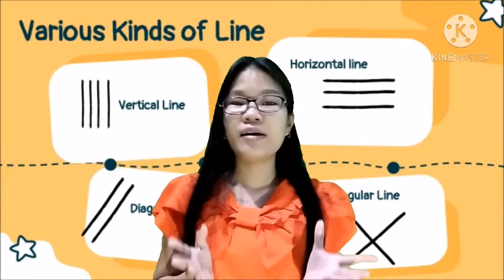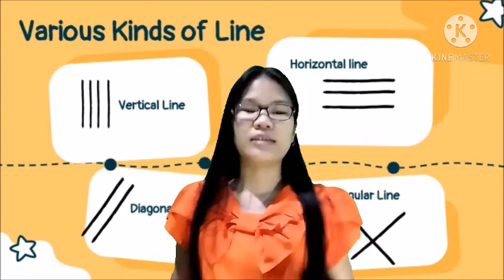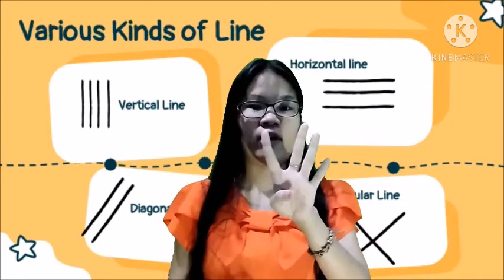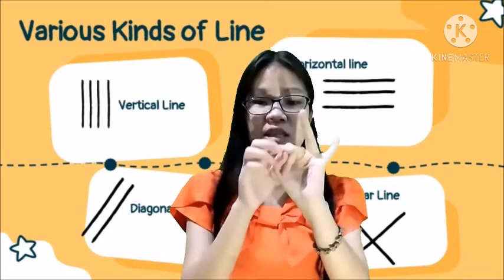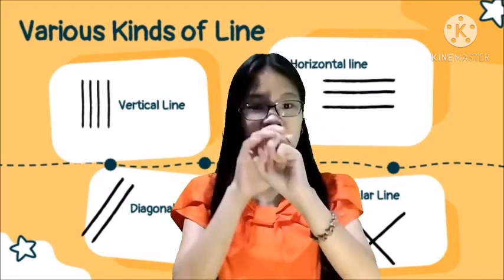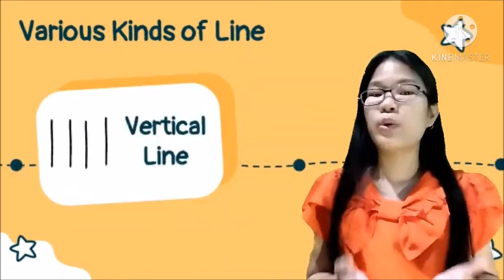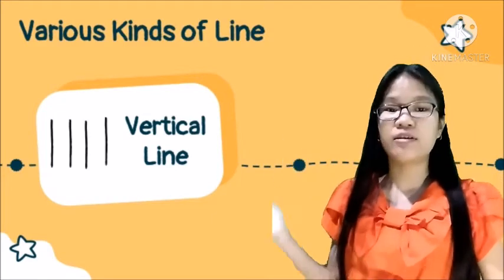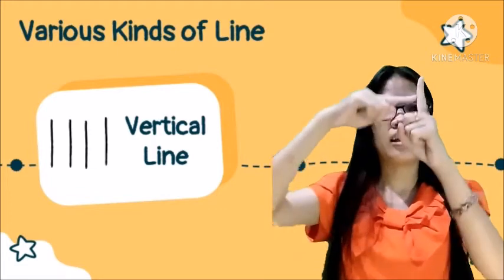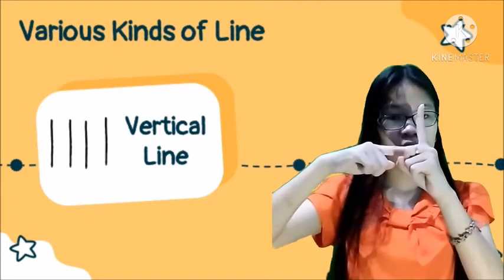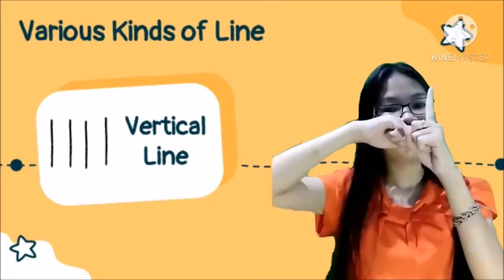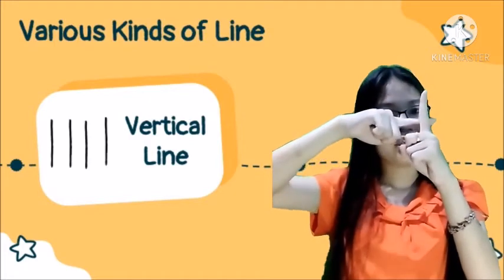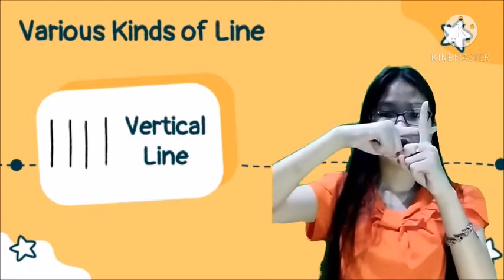The second part is about various kinds of lines. There are 4 kinds of line: vertical line, horizontal line, diagonal line, and angular line. For the first, we will learn about vertical line. Look at the picture. This is a vertical line. Vertical line is a line that extends upwards and downwards. Vertical line is a line parallel to the y-axis in the Cartesian coordinate.